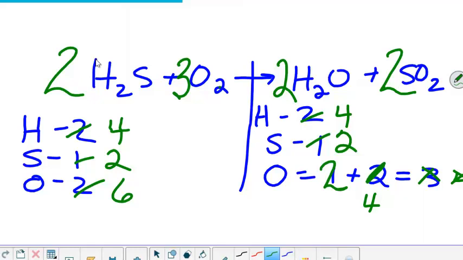So what is the sum of the coefficients? 2 plus 3 plus 2 plus 2, that's going to equal 9.